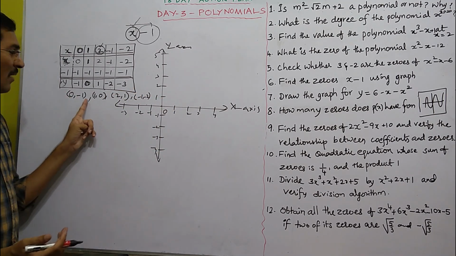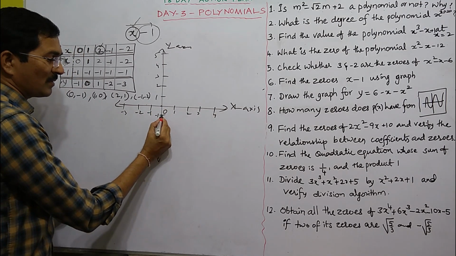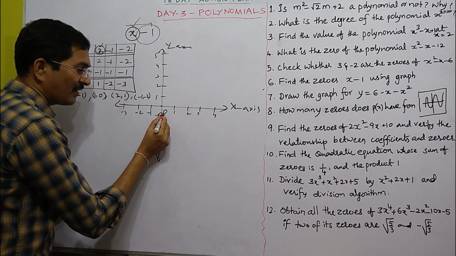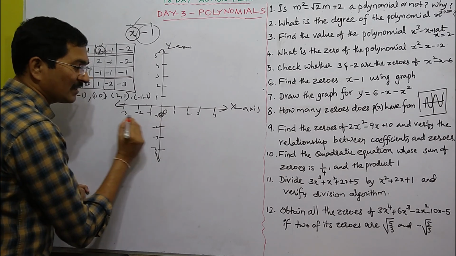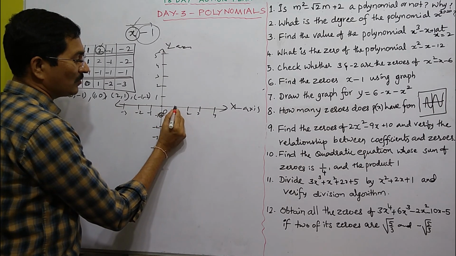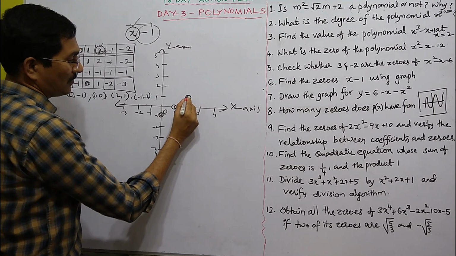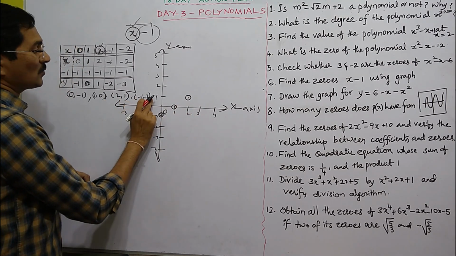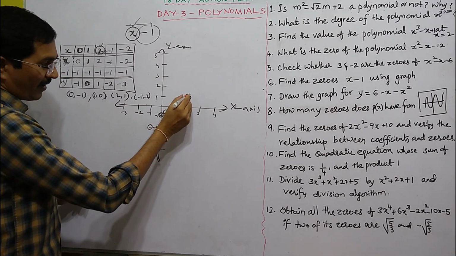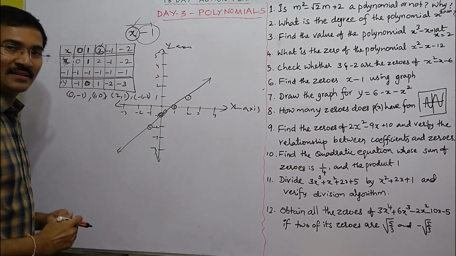Let us see. 0 comma minus 1. So 0 comma minus 1. This happens to be here. So identify it using a pencil and round it up, and beside this you have to write the coordinates. Next, 1 comma 0. So 1 comma 0. This one. 2 comma 1. So 2 comma 1. Next, minus 1 comma minus 2. So minus 1 comma minus 2. This way you will get all the points, and if you join them, it happens to be a straight line.